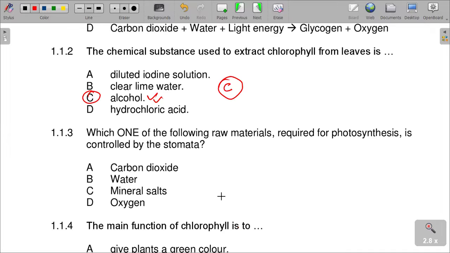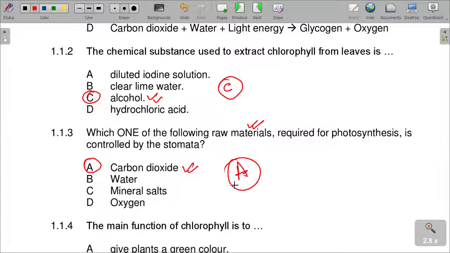Next question: which of the following raw materials required for photosynthesis is controlled by stomata? We are saying the opening and closing of the stomata controls what? Number 1.1.3, it controls carbon dioxide gaseous exchange. The question is about a raw material. Otherwise, they can also ask about the end product of photosynthesis, which would be oxygen. Carbon dioxide is a raw material. Hence, the correct answer is A, as the raw material.